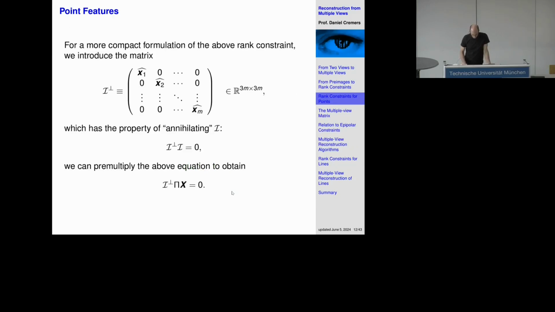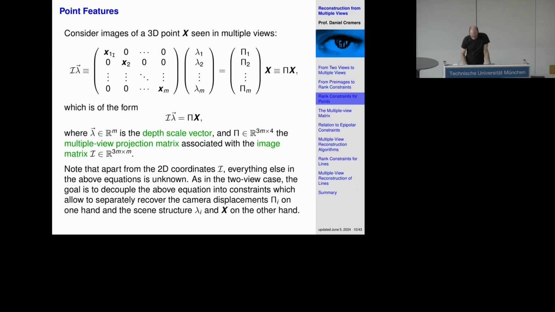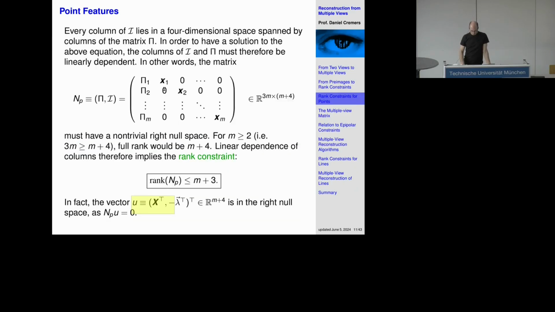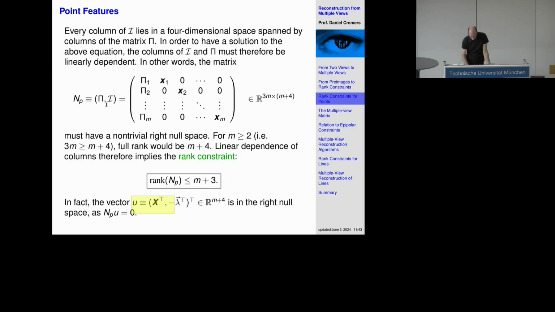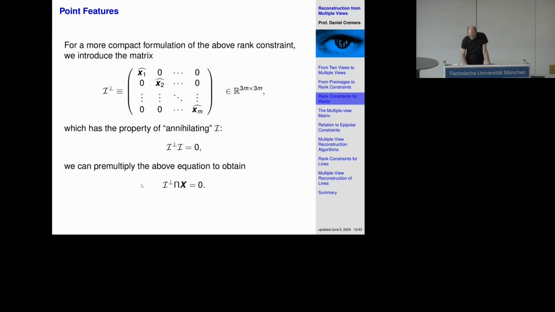Oh, and then we rewrote this in the following way. We defined this matrix I bottom, where we have on the diagonal x1 hat through xm hat, and it has the property of what's called annihilating I. Remember, I was this matrix here with the xi's on the diagonal, and xi hat is always such that xi hat times xi is 0. So if you define this matrix with the xi hats on the diagonal, it has the property of basically killing xi. And so if we pre-multiply the above equation with I bottom, I bottom times I is 0, and I bottom times pi is not necessarily 0, so what we end up with is this equation: I bottom times pi times x equals 0. So this is a rewrite. This can be deduced from applying this matrix.